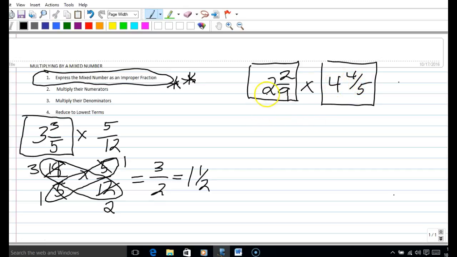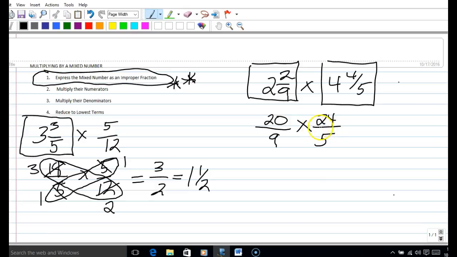So I need to change 2 and 2/9 to an improper fraction. So 2 times 9, whole part times denominator. 2 times 9 is 18, plus the numerator. 18 plus 2 is 20, all over the denominator, which is 9, times, and again, I'm going to change this mixed number to an improper fraction. 4 times 5 is 20, whole part times denominator. Whole part 4 times denominator 5. 4 times 5 is 20, plus the numerator. 20 plus 4 is 24, all over the denominator, which is 5.